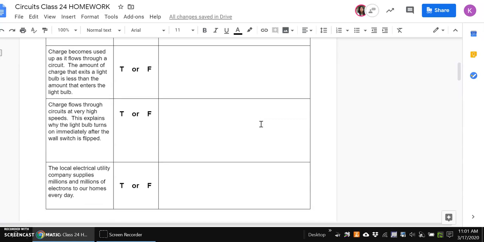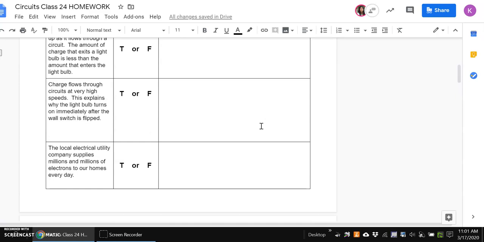Okay. And then the local electrical utility company supplies millions and millions of electrons to our homes every day. Again, false. The electrons already exist everywhere. The company just supplies the pumping action to make them move. All right. So I'm going to pause this because I've just thought of some graphics I wanted to show you.